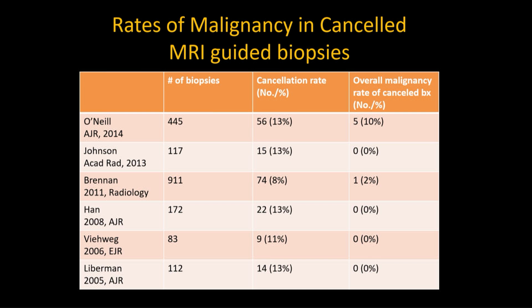So this is a quick review of the literature, the rates of malignancy and cancellation rates in MR-guided biopsy. You can see that the number of biopsies ranges from 83 to 911, with a cancellation rate of 8 to 13%. So this is quite a number of patients. The overall malignancy rate, so 2 of the studies showed a subsequent malignancy rate ranging from 2 to 10%. So small, but still requires a follow-up.